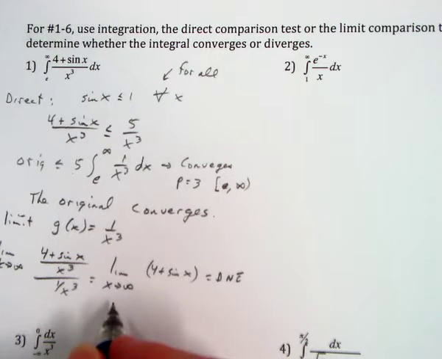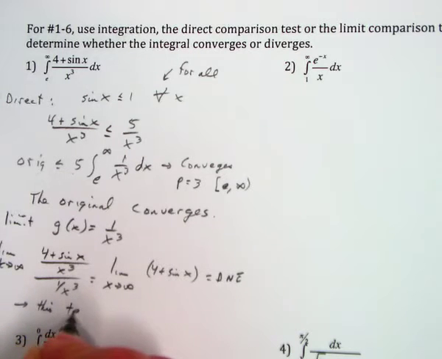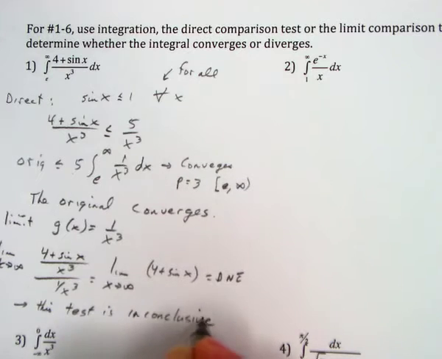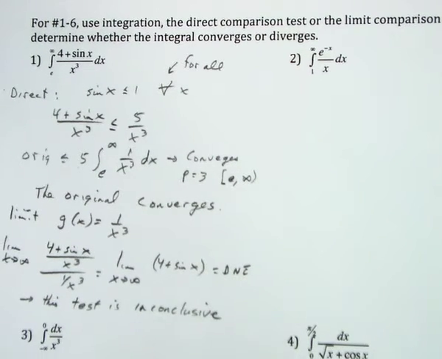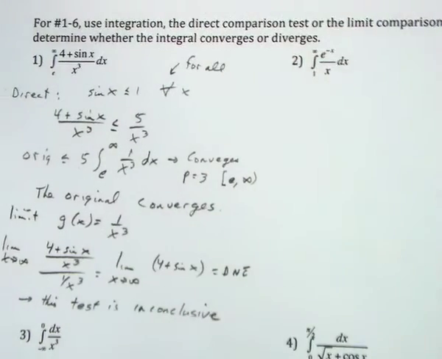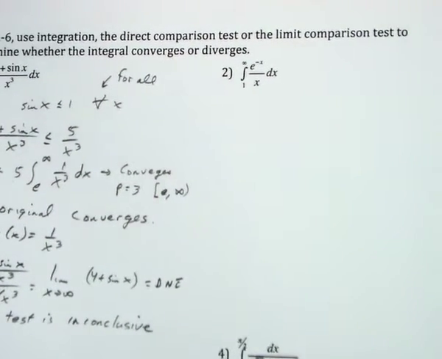Since that doesn't exist, this test is inconclusive. It doesn't tell us anything. It doesn't tell us if it converges or diverges, but we know by the direct comparison test it did converge. All right, let's look at the next one.